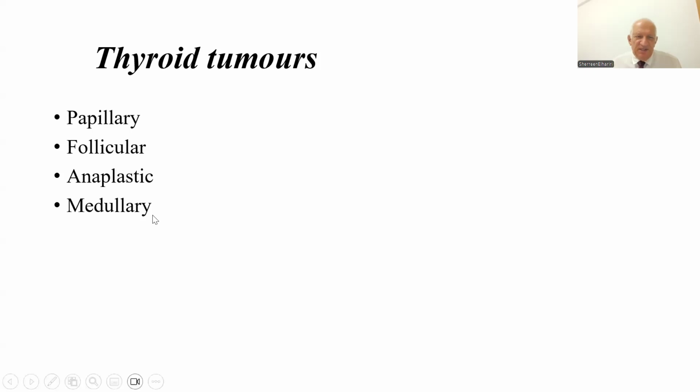Of all these tumors, only one has a tumor marker. So which thyroid tumor has a tumor marker? Anyone? Medullary. And the tumor marker is? Calcitonin. So it is important. The only tumor marker here is calcitonin. We have some non-specific tumor markers like thyroglobulin, but it is not specific for any particular tumor, whereas calcitonin is for the medullary thyroid tumor.